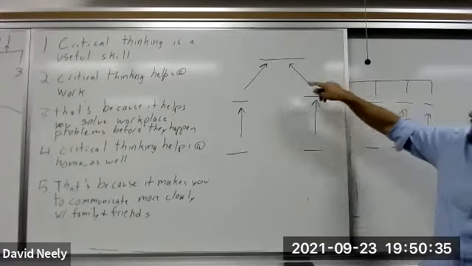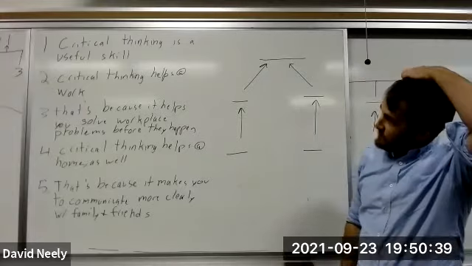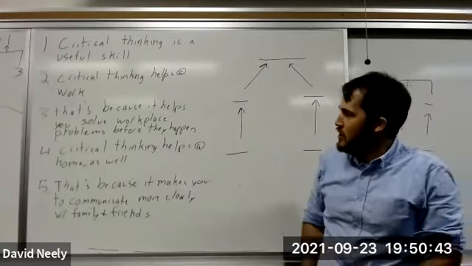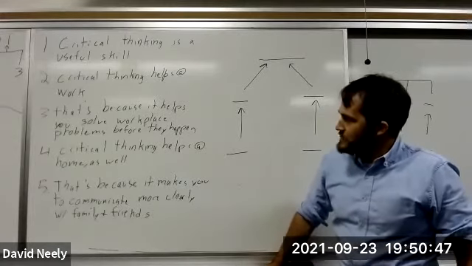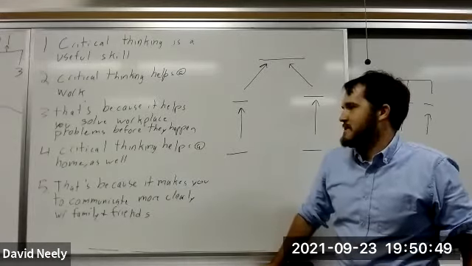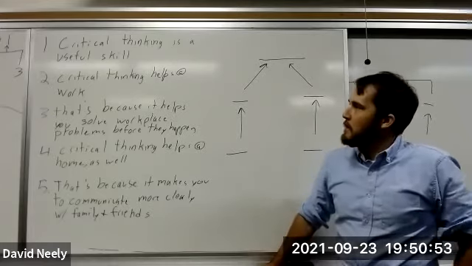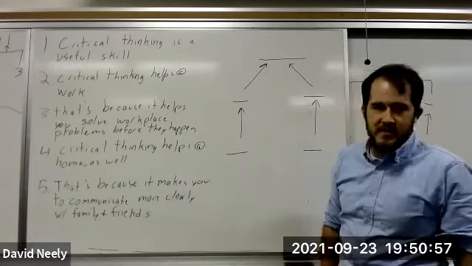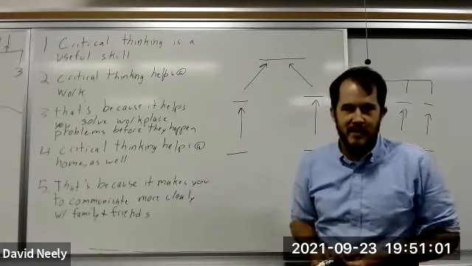So this here is going to correspond to what's going on over here. Critical thinking is a useful skill. Critical thinking helps at work. That's because it helps you solve workplace problems before they happen. Critical thinking helps at home as well. That's because it makes you communicate more clearly with family and friends. So this is an argument, 5 statements. Which of these 5 statements is the conclusion? What is the main thing that somebody saying this would be trying to get across?